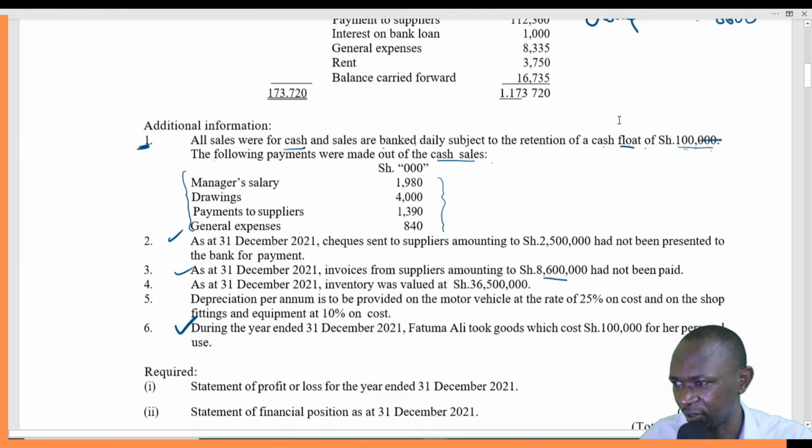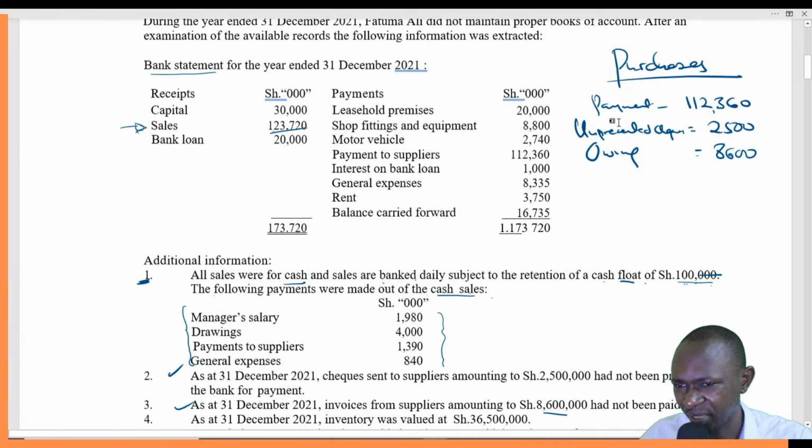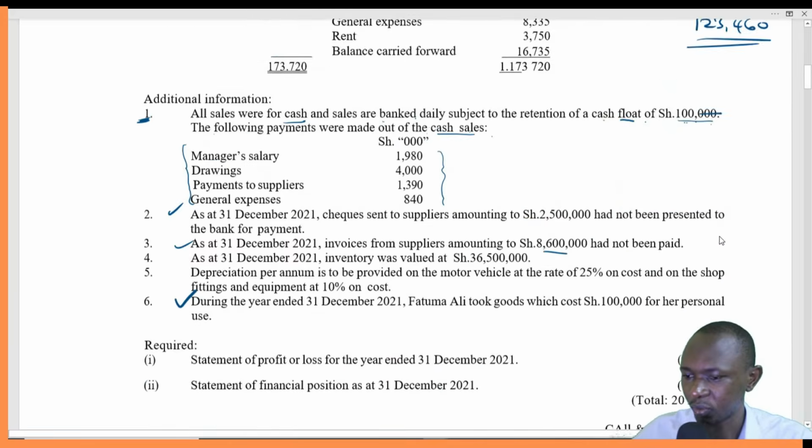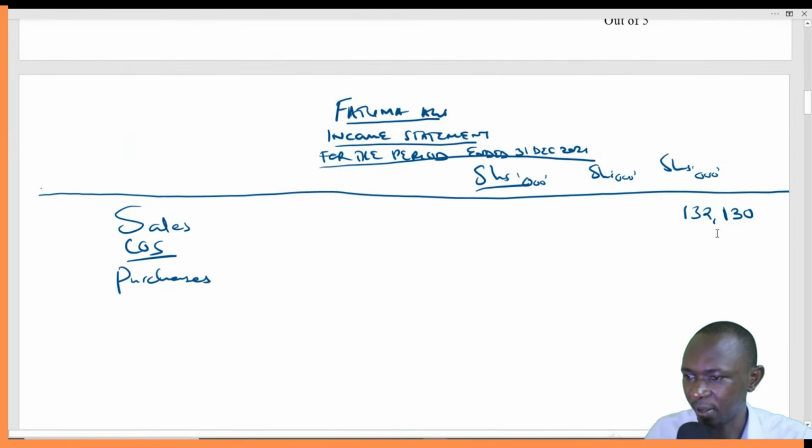So purchases, I think we are done with purchases. Is there anything else for purchases? I doubt if there's anything. So if you are convinced that this is what purchases is, then let's add 112,360 plus 25 plus 8,6. What do we get? 123,460. So you come here, you say purchases, 123,460, like that.